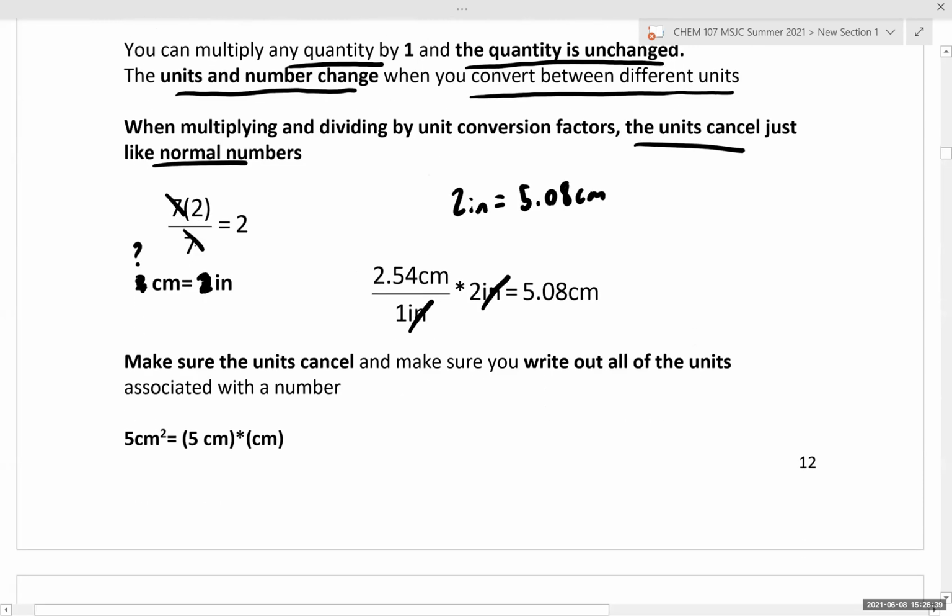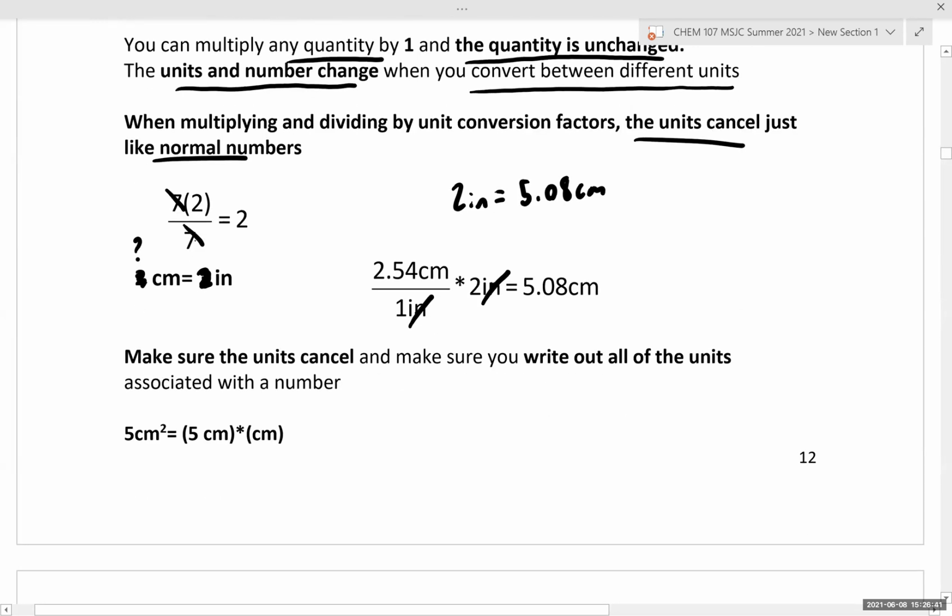Okay, so one thing I want to make clear is when you're doing unit conversions, you want to make sure that the units cancel and make sure you write out all of the units associated with the number. This comes up when you have square or cubic units. So just make sure you write out the full set of units before doing a unit conversion.